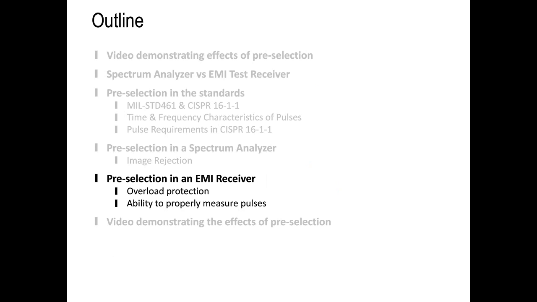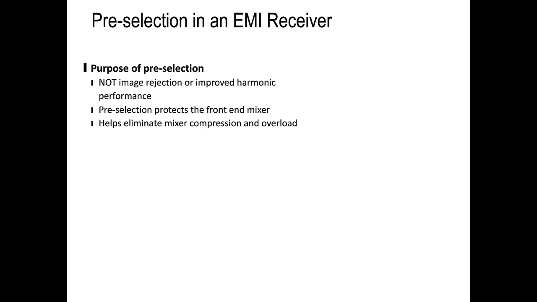Okay, so that's, again, the summary of pre-selection in a spectrum analyzer. The purpose is image rejection. Now let's go to pre-selection in a receiver and show how it's very different. Purpose of pre-selection in a receiver, again, it's not image rejection or improved harmonic performance. Pre-selection protects that front-end mixer and it helps eliminate mixer compression, which changes the gain and gives you invalid results.